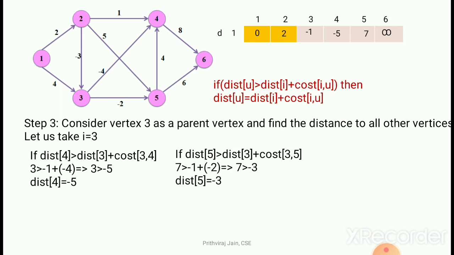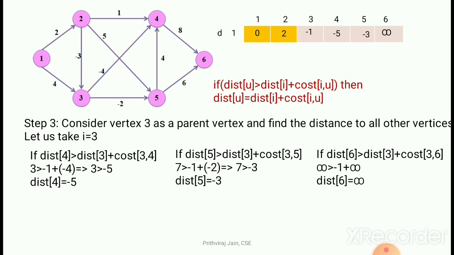Next, from 3 to 5, distance of 5 greater than distance of 3 plus cost of 3 comma 5. Distance of 5 is 7, greater than distance of 3 is minus 1 plus cost of 3 to 5. 3 to 5 is minus 2. 7 greater than minus 3, so the condition is true. Hence we have to update the distance 5 as minus 3.